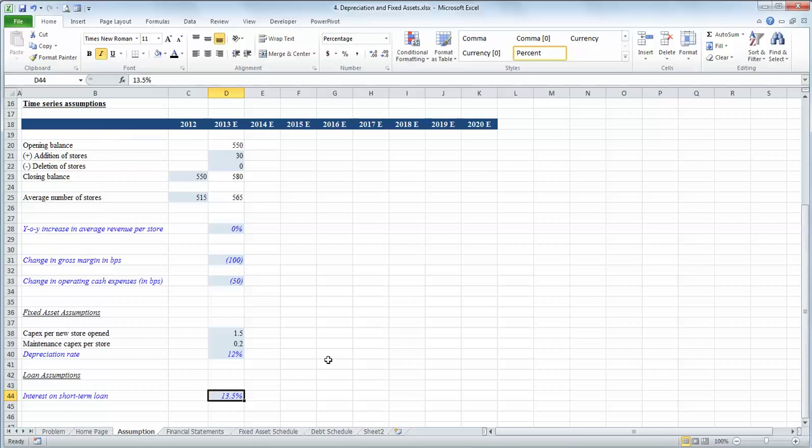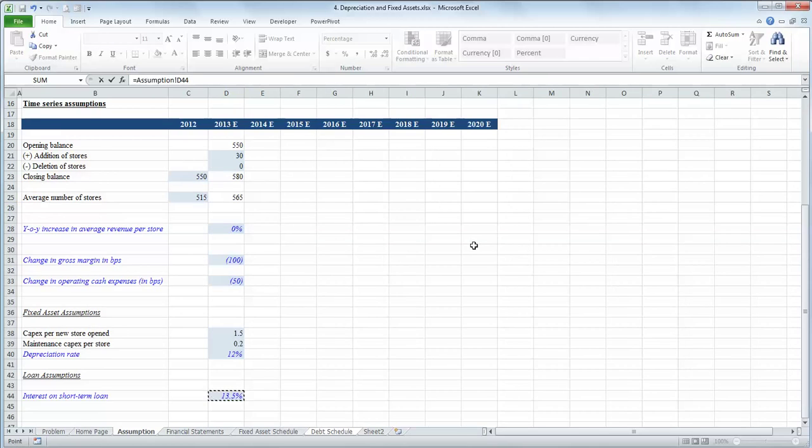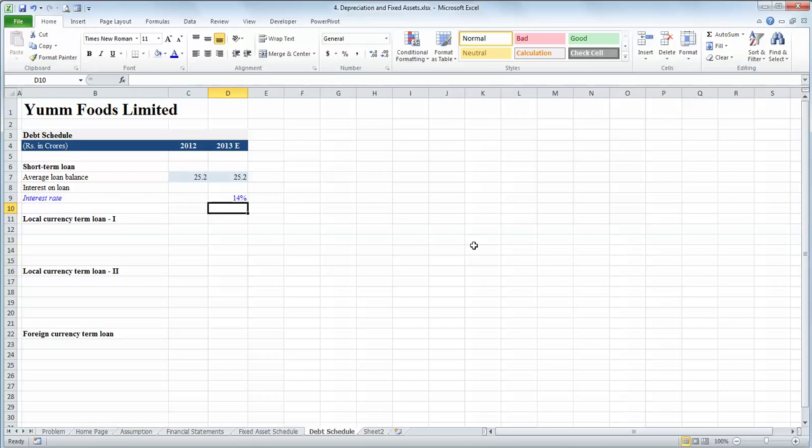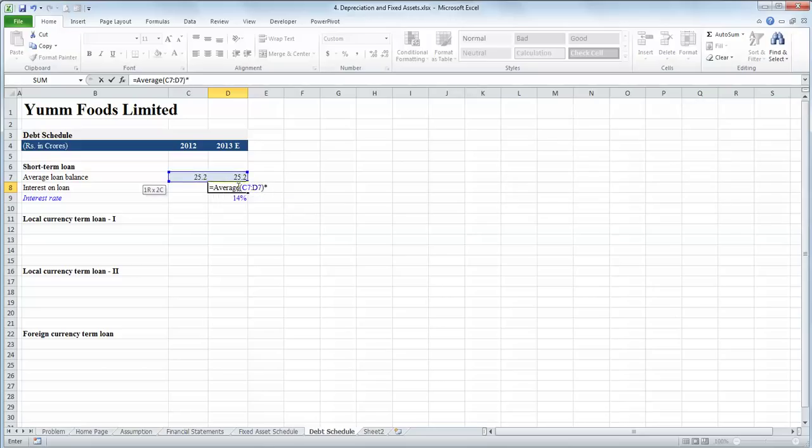Now let's go to the debt schedule. Here we shall link the interest rate to our assumption sheet, and we shall calculate interest on the loan as the average loan. In this case, we can as well take the average because there is no repayment involved and interest does not affect the outcome. Average loan multiplied by the interest rate.